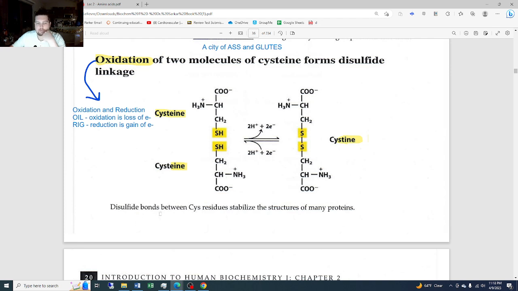So the disulfide bonds between the cysteines, the cysteine residues, stabilize the structures of many proteins. That's why it's so important. These disulfide bonds are really important for stability of a lot of our proteins.